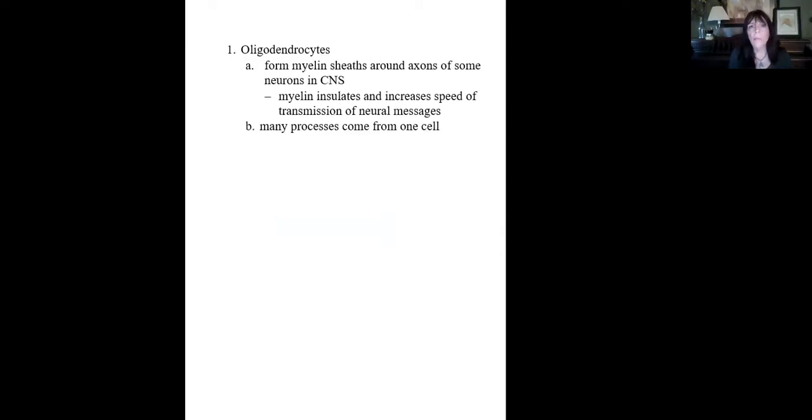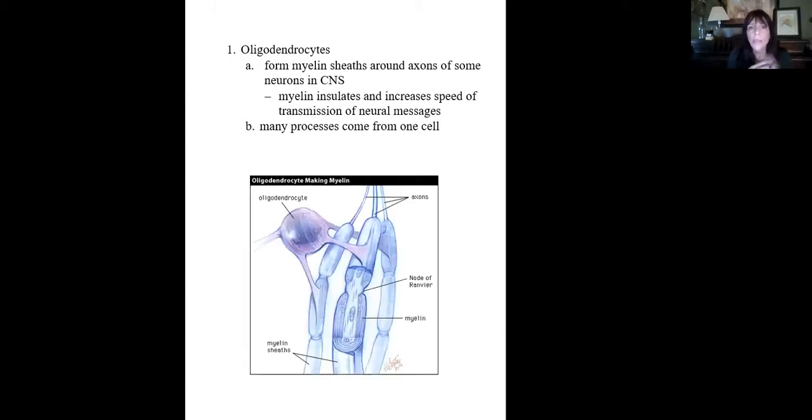Now let's talk about oligodendrocytes. They actually form myelin sheaths around the axons of some of the neurons in the central nervous system. Oligodendrocytes. And oligo kind of comes from the rule by one or just a couple, instead of rule by many.